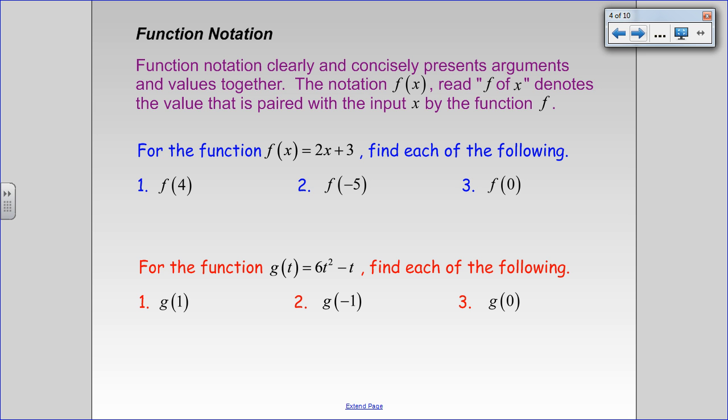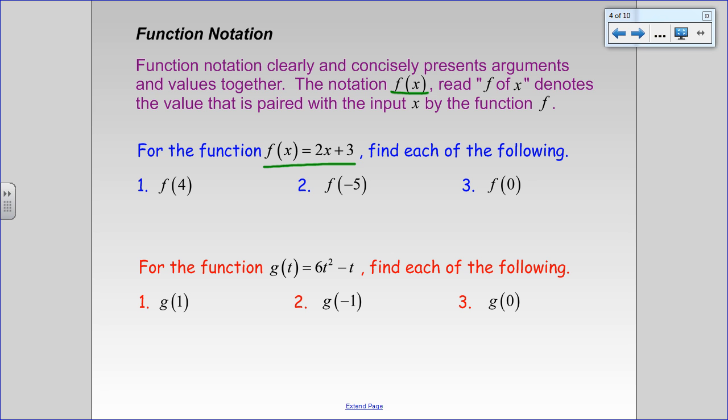Lastly, let's consider function notation, which is a way of presenting the arguments and the values of a function together in a clear and concise way. The notation f of x denotes the value that is paired with the input x by the function f. So let's look at some examples of this.